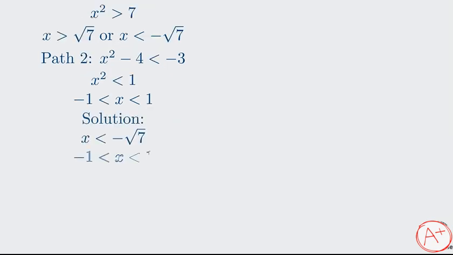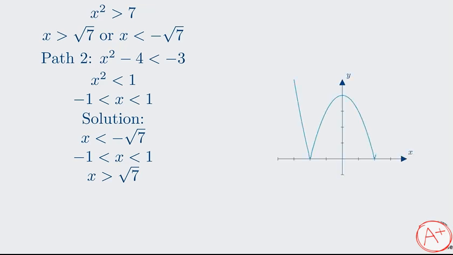Combining these gives our full solution. x is less than -√7, x is between -1 and 1, or x is greater than √7. If you look at the graph, you can see exactly why this happens. The V-shaped sections on the sides and the middle reflected peak all rise above the line y equals 3, giving us 3 distinct intervals for our solution.